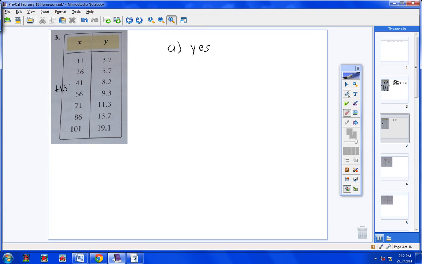So the answer to question B, are all of my outputs changing? Do they have the same change? The answer is no. So if both of these are not yes, then you do not have a linear function. You do not. All right, let's continue on.